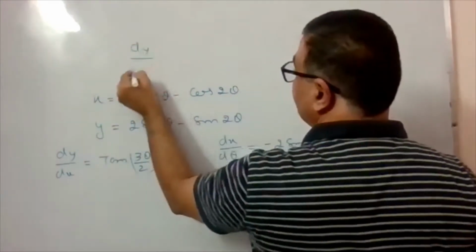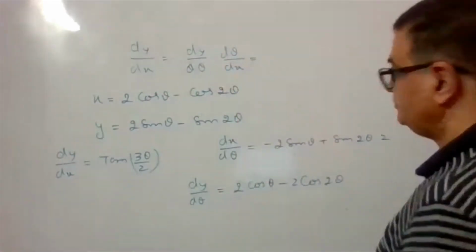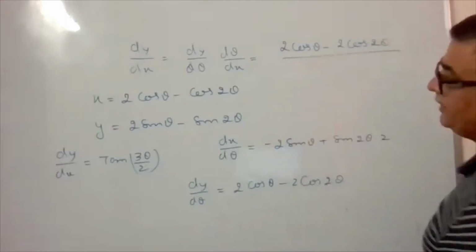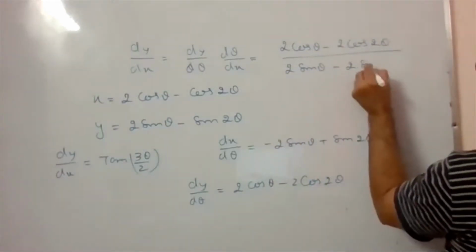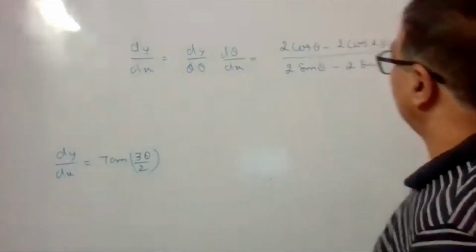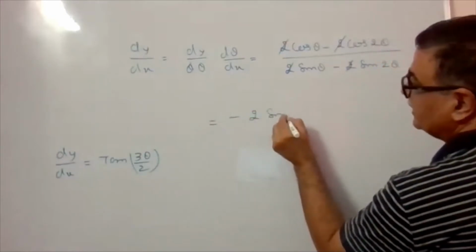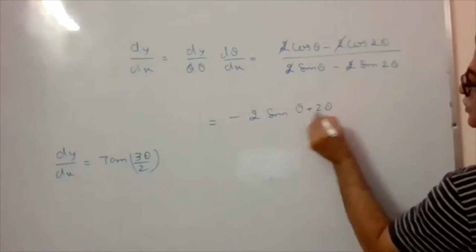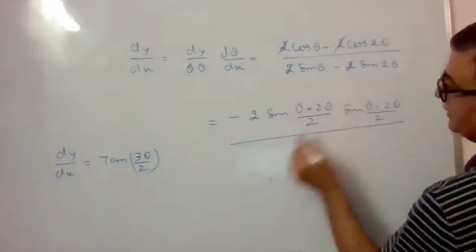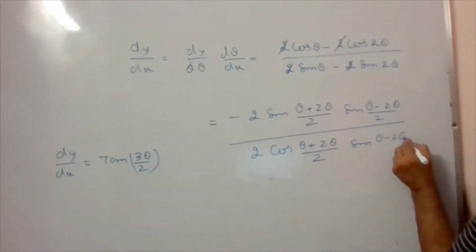And then we need dy by dx, so it will come out to be dy by d theta into d theta by dx. dy by d theta is this, that is 2 cos theta minus 2 cos 2 theta divided by 2 sin theta minus 2 sin of 2 theta. And now the only thing is, you should solve it. To solve this, 2 will be common and cancel out. Left is cos c minus cos d. The formula is what? Minus 2 sine c plus d by 2, so theta plus 2 theta by 2 and then sine theta minus 2 theta by 2. Same way when we go for sine c minus sine d, it will come out to be 2 cos theta plus 2 theta by 2, then sine theta minus 2 theta by 2.